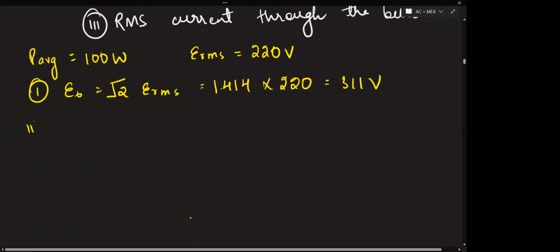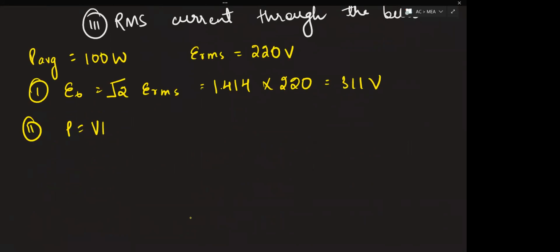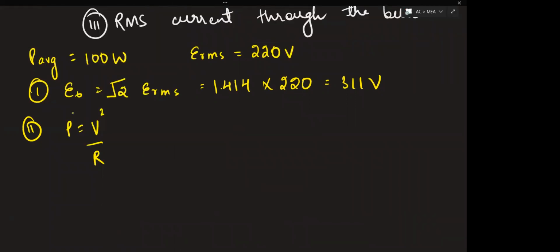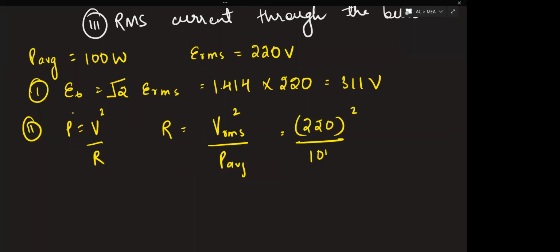See, for the second part, power is what? If you relate power and resistance, this will actually be P equals V squared divided by R. In current electricity we had seen this formula, remember, when we ended the lesson on current electricity. So R will be equal to what? Here in AC, this will be V RMS squared divided by the average power. So V RMS squared is 220 whole square, average power is 100. So this will be 22 square, so 484.